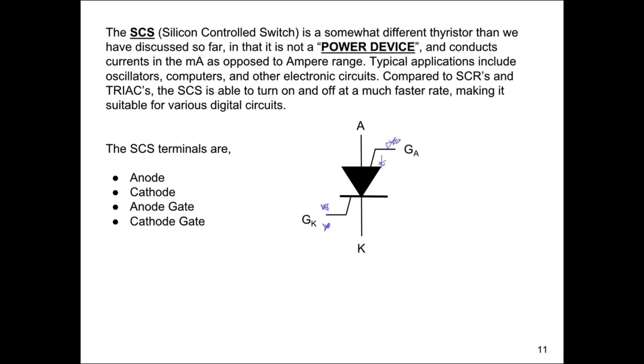So the advantage of this is it can switch on and off much faster. So it can be used in high-speed digital circuits. The TRIAC and the SCR are much slower by comparison. So it can be used in high-speed switching circuits.